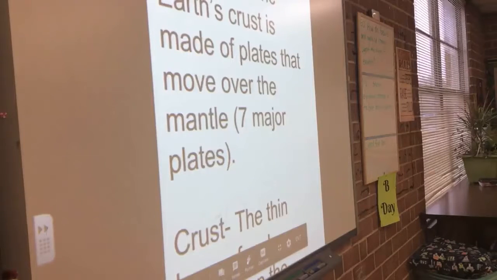All right, so your first vocabulary word is going to be plate tectonics. So remember, that is going to go on the outside. So if you guys haven't folded it and you're not writing on the back, you're not doing it right. I know it's been a minute.